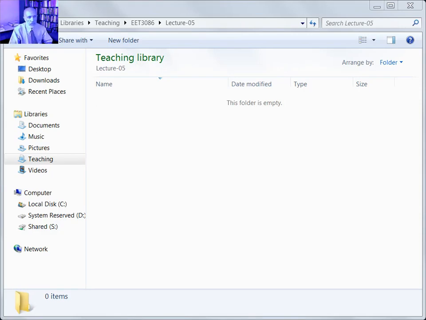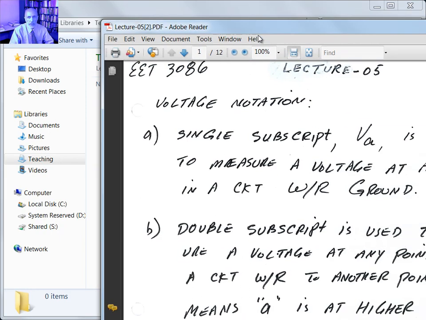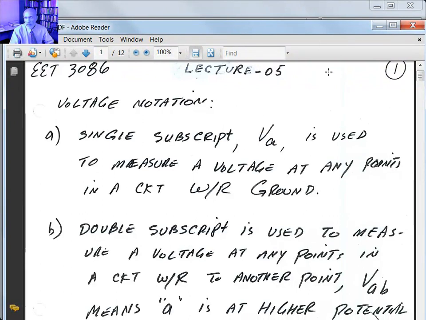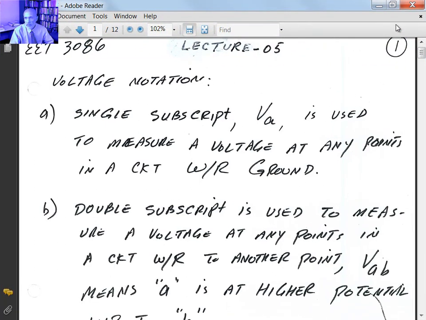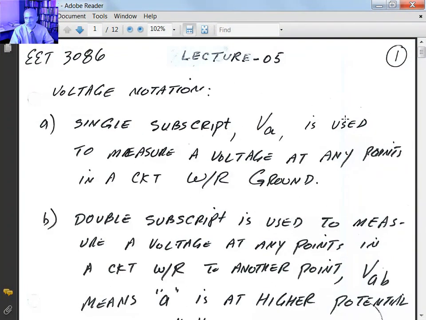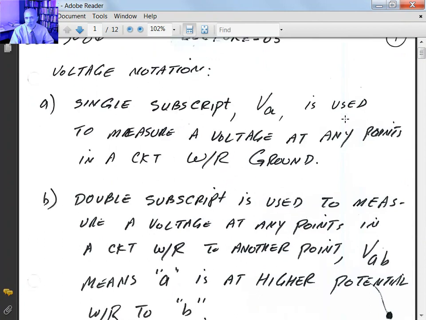All right, we started in chapter 4 last time. I'd like to continue with that. One of the first things I want to look at is voltage notation. There are two notations used.